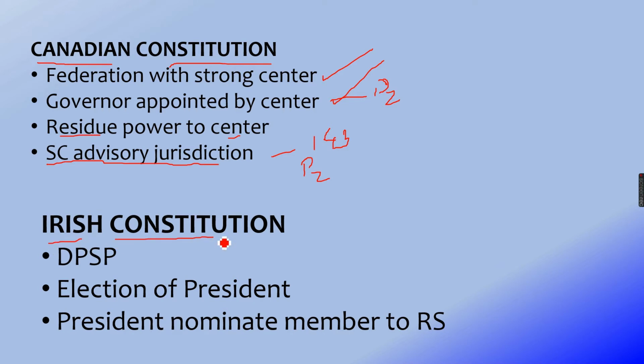Irish Constitution, the Ireland Constitution: the concept of DPSP, most asked question, election of president. So we have the procedure for the election of president. President nominates members to the Rajya Sabha. Okay, 12 members are being nominated. So all three are taken from the Irish Constitution.